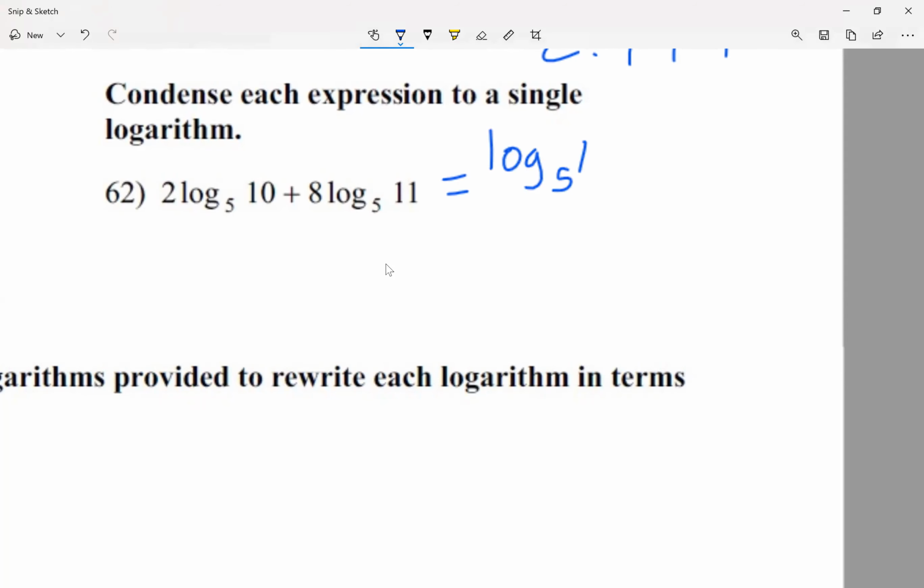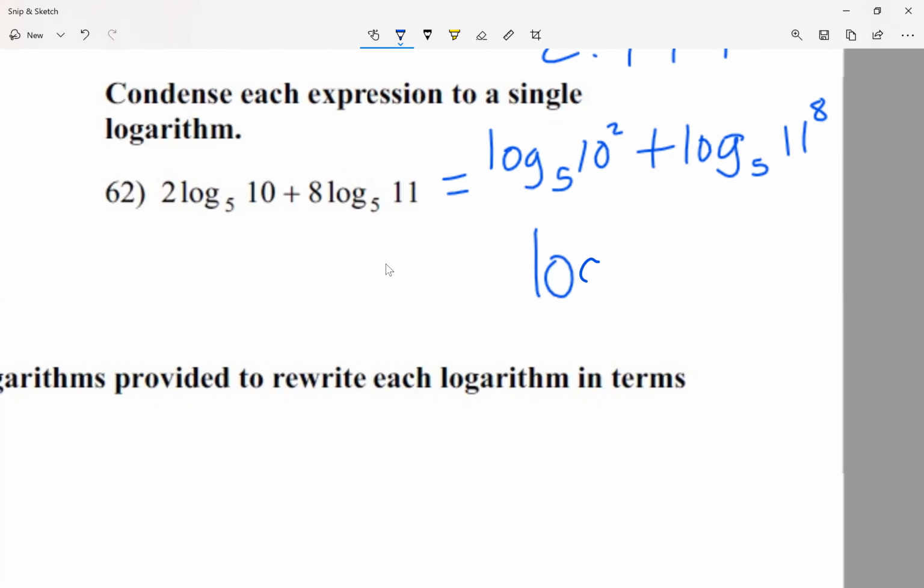base 5 of 10 to the second plus log base 5 of 11 to the 8th. Notice what I did with the number in the front. I brought it up as an exponent. Now I'm going to be able to condense it into just 1 log.